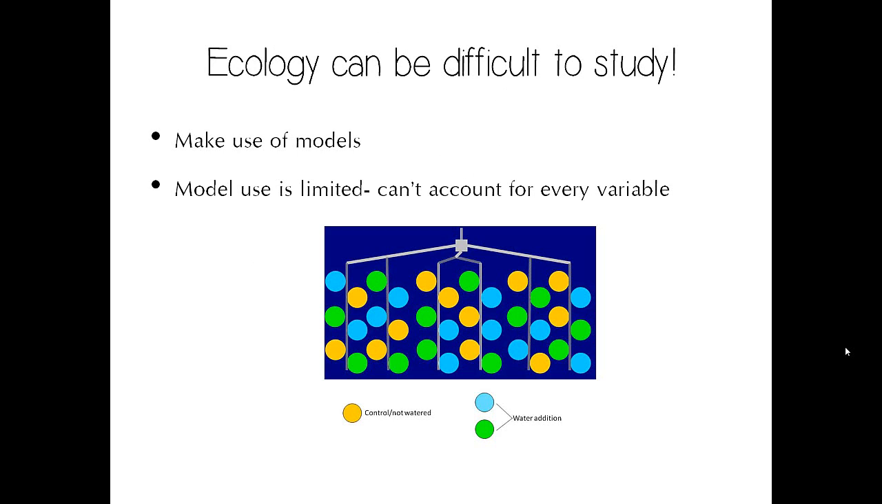Maybe the climate change model was correct, but something changes along the way, and so that area actually doesn't get as much rain as predicted. Well, now that just threw off all of your experimental results. So you can only use a model up to a certain point.